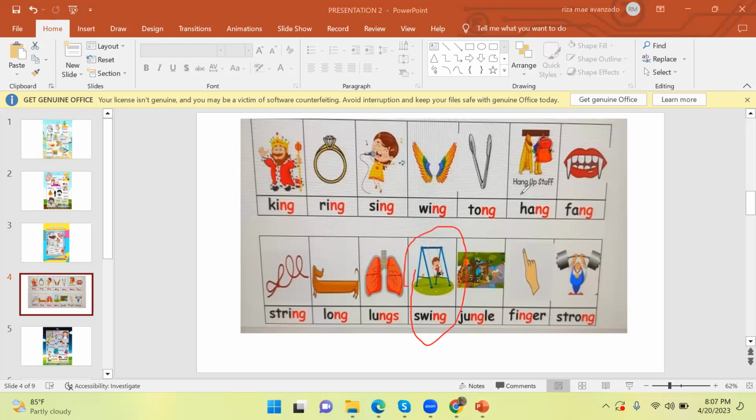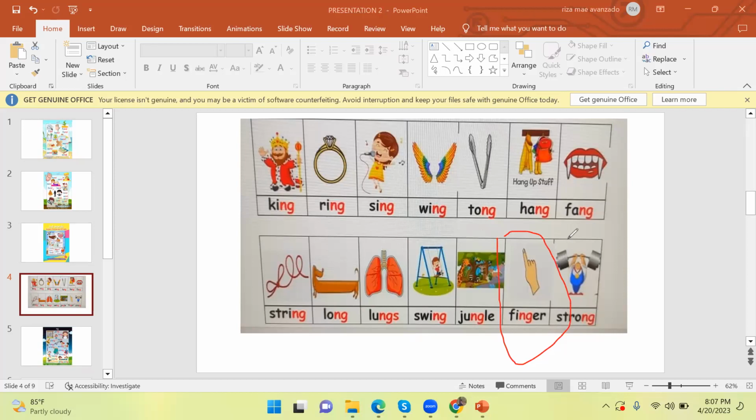How about this one? Swing. Very good. Have you tried playing swing like this? Yes or no? No. Okay, how about this one? Jungle. Very good. This one.